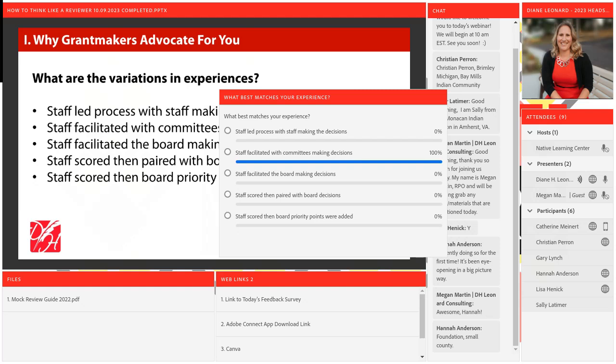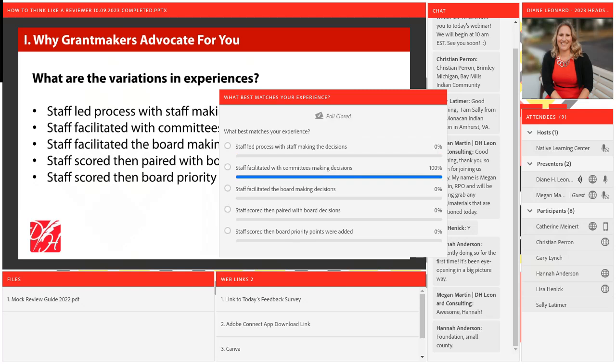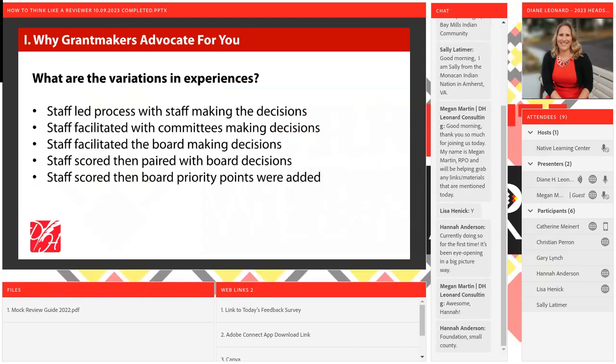Okay, it looks like we've got staff facilitated. There were committees then making decisions. Okay, great. That's helpful because what we can see when we've done polls like this in other situations, the reality is there's no right or wrong way that a grant maker might structure a process. The federal grant seeking process is also very different from one agency to another or one program to another.